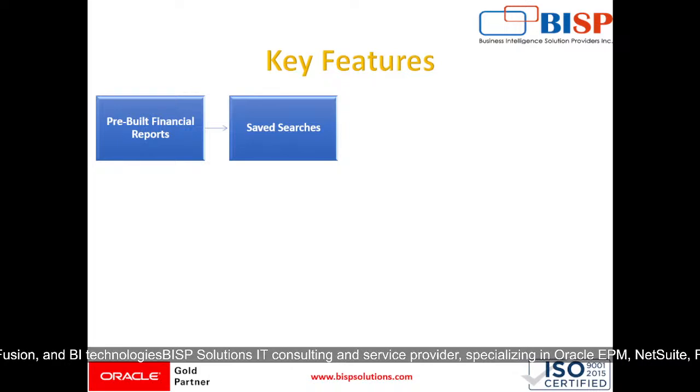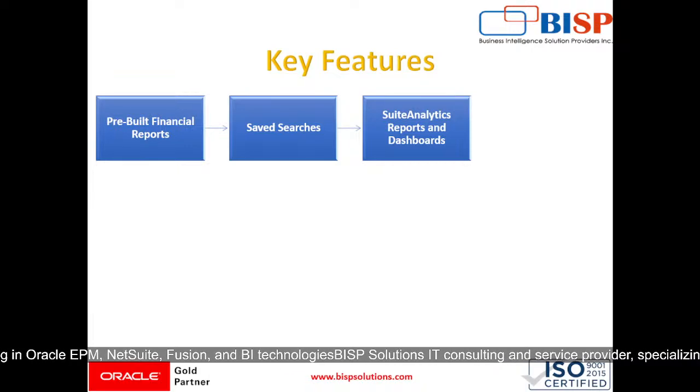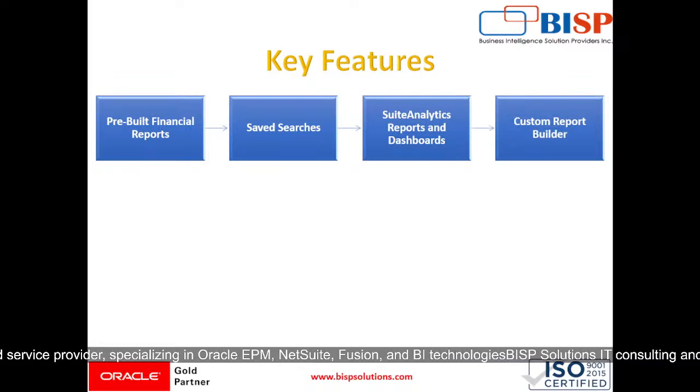Next comes saved searches, which allows customers to create custom searches for real-time data analysis, filters and sorts data dynamically for deeper insights, and it can be exported in various formats like CSV, PDF or Excel. Next comes our SuiteAnalytics, reports and dashboards, where it provides real-time analytics with visual dashboards and KPIs, and users can track financials, inventory, sales, and customer data in a single view only. And also it supports drill down functionality for deeper data exploration.